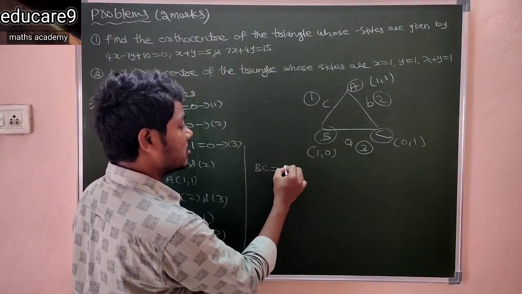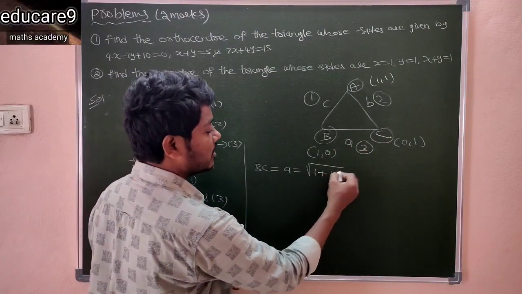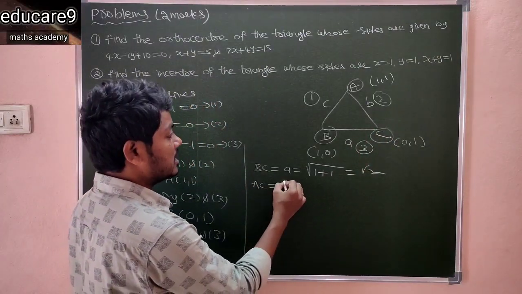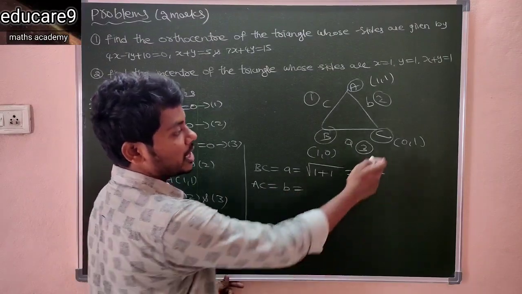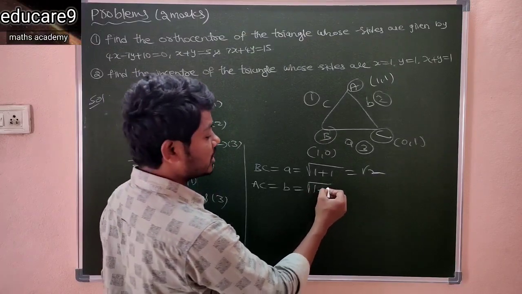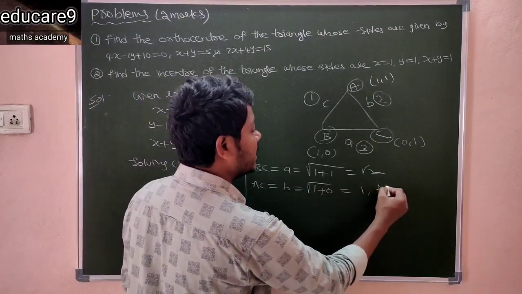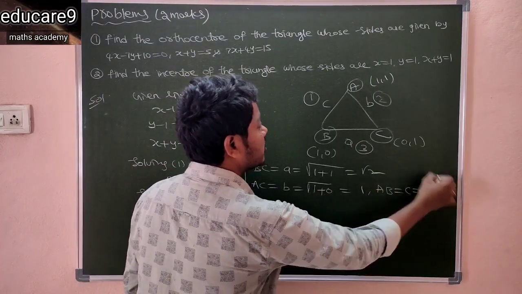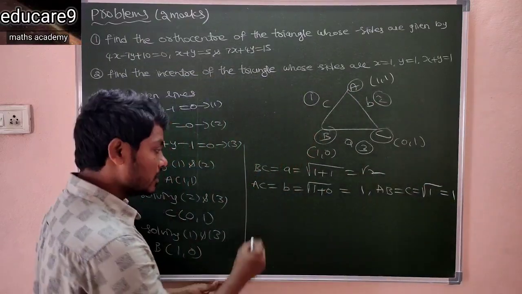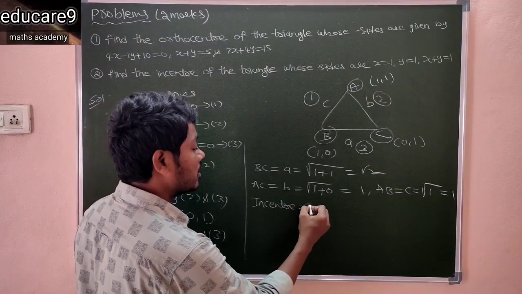So BC is equal to small a, which is equal to square root of 1 minus 0 whole square plus 1. You will get root 2. Now find AC distance. So AC is equal to small b. That is square root of 0 minus 1 whole square plus 1 minus 1 whole square. That is 0. So we will get 1. Next find AB distance. That is small c. Square root of 1 minus 1, 0, 0 minus 1. We will get 1. That is 1.